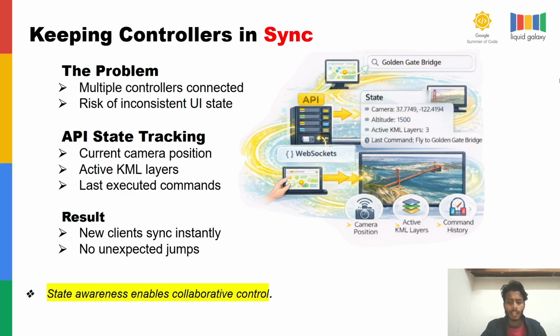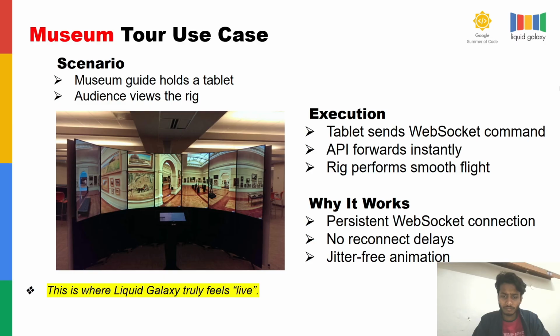The result is simple and powerful. New clients are in sync right away. There are no sudden jumps or anything else. Everyone sees the same thing. This makes collaborative control possible, where multiple people can interact with the same rig smoothly and safely. And once everything stays in sync, Liquid Galaxy becomes much more reliable for live and public experiences.